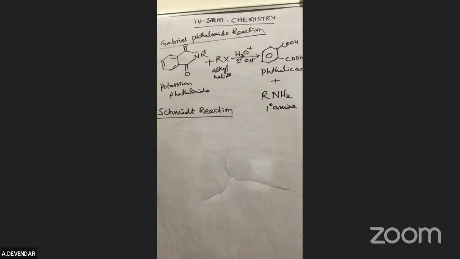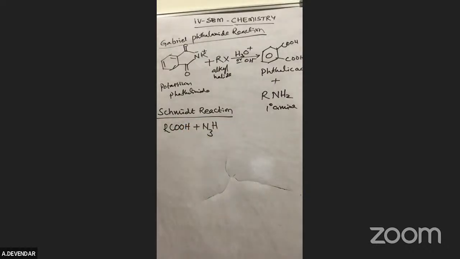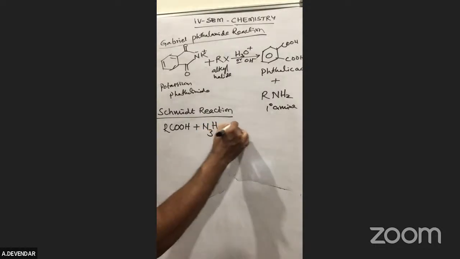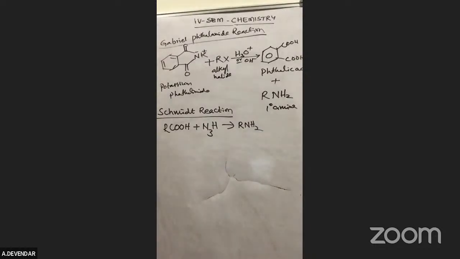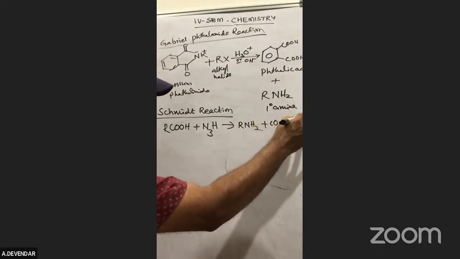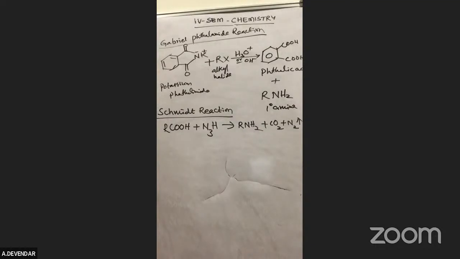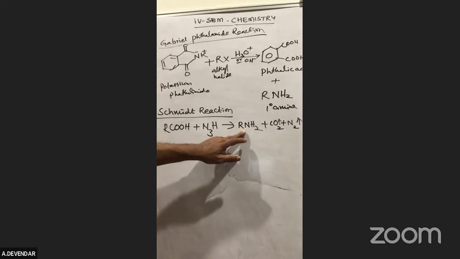Simply here, nothing but the carboxylic acid is reacted with hydrazoic acid. Carboxylic acid, RCOOH, reacted with hydrazoic acid, N3H. A simple compound, the primary amine RNH2, is obtained, and carbon dioxide and nitrogen are liberated in this case. Both are gases, which can be removed, and we get the primary amine.